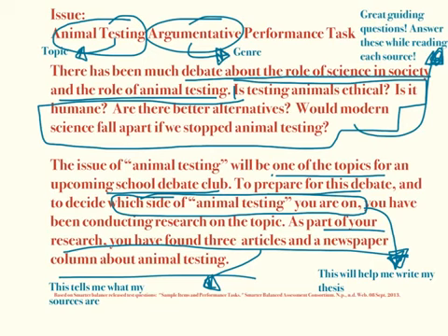First, look at the issue, and I circled animal testing as well as the word argumentative. Also note that the questions in the first paragraph here will serve as great guiding questions, and they will help me collect my evidence. In the next section, you'll see that I have to choose one side, and that my sources or research includes 3 articles and a newspaper column. Pause now to do all of this on your paper.